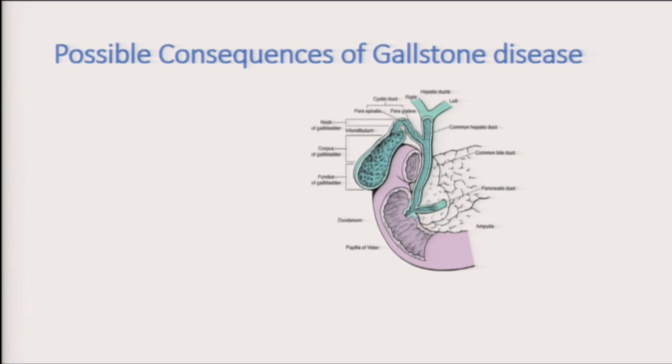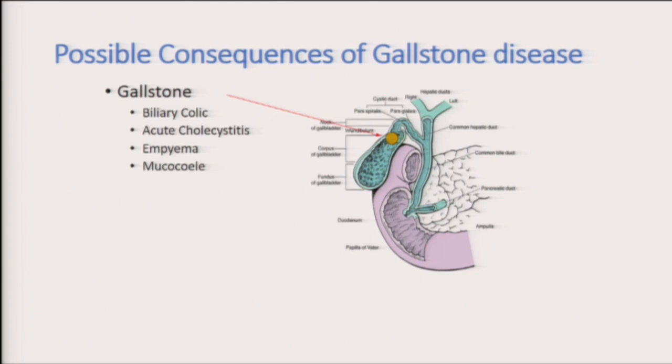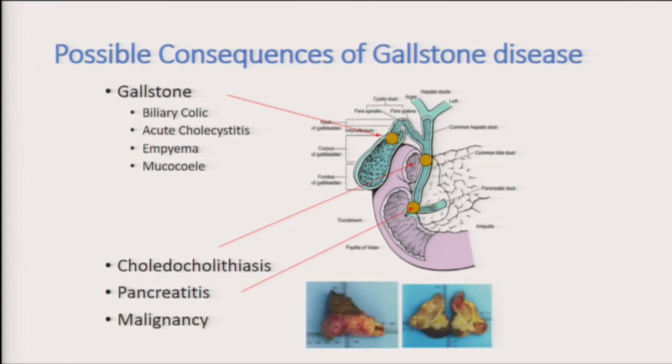So let's see, what trouble can gallstone produce? First of all, the gallstone can obstruct the cystic duct. When it obstructs the cystic duct, it can cause symptoms like biliary colic, cholecystitis, empyema, mucocele. Subsequently, if the stone migrates out of the gallbladder into the bile duct, it can cause choledocholithiasis, cholangitis, and so on and so forth. Further down, if it obstructs the pancreatic duct or injures it at the ampulla, it can cause pancreatitis. And finally, if the gallstone has been there for some time, we know it's associated with gallbladder cancer, like in this particular patient.